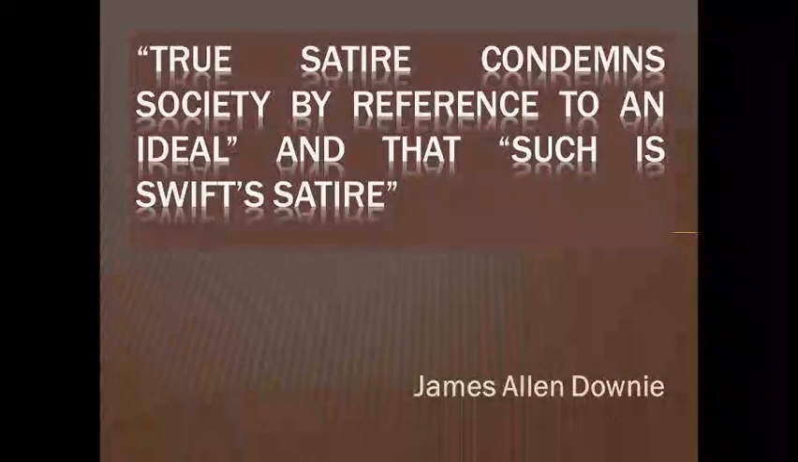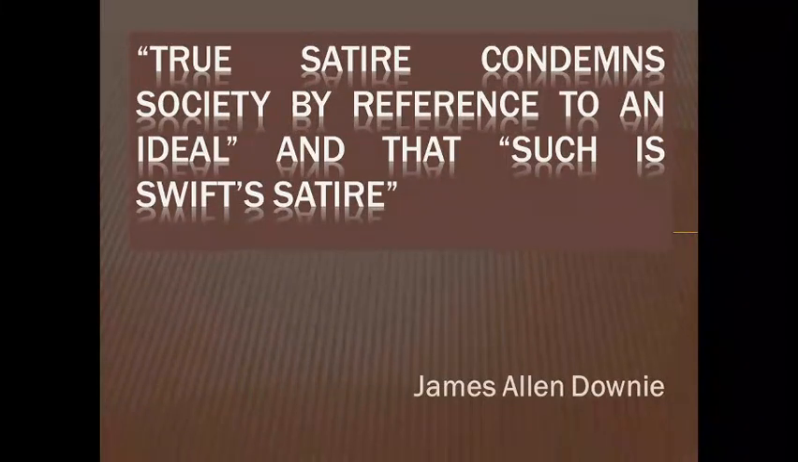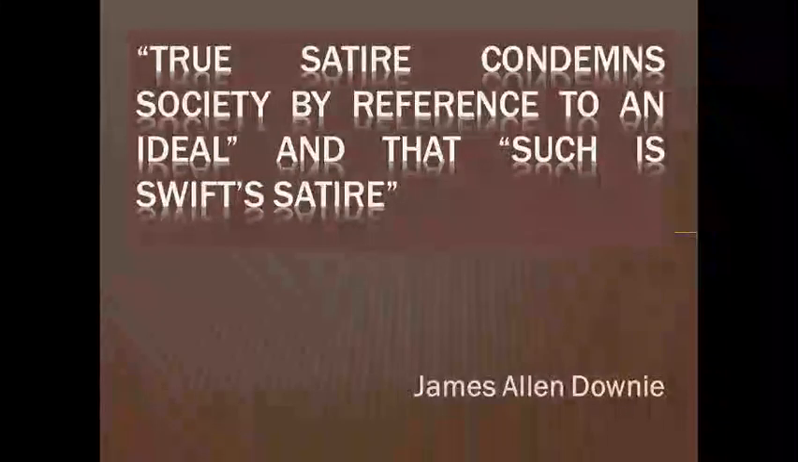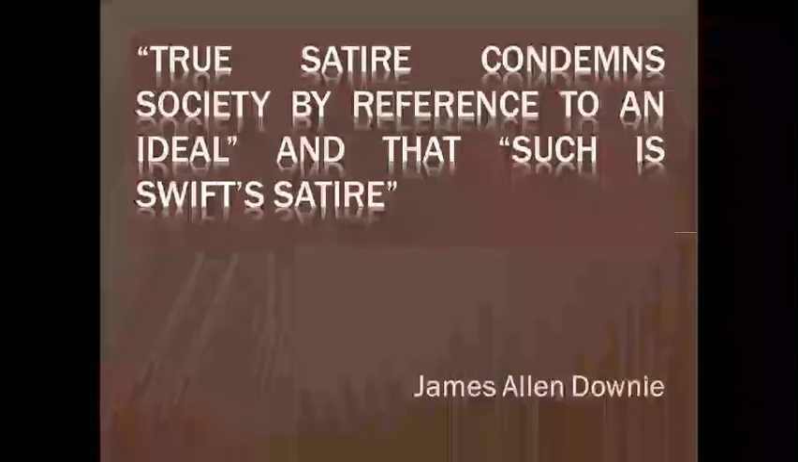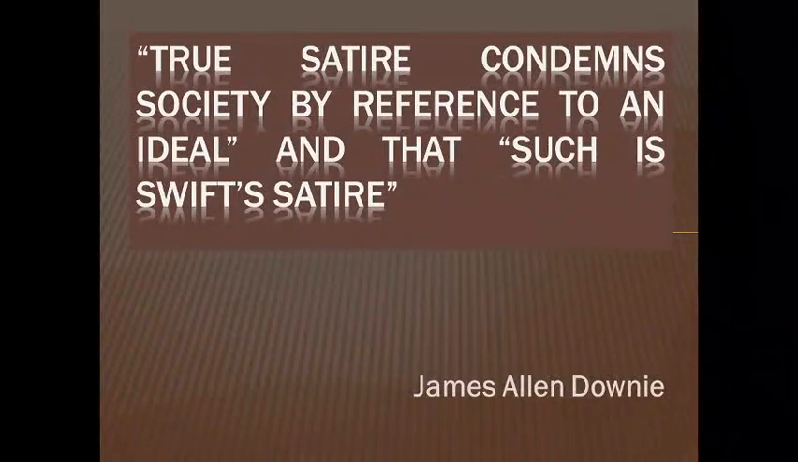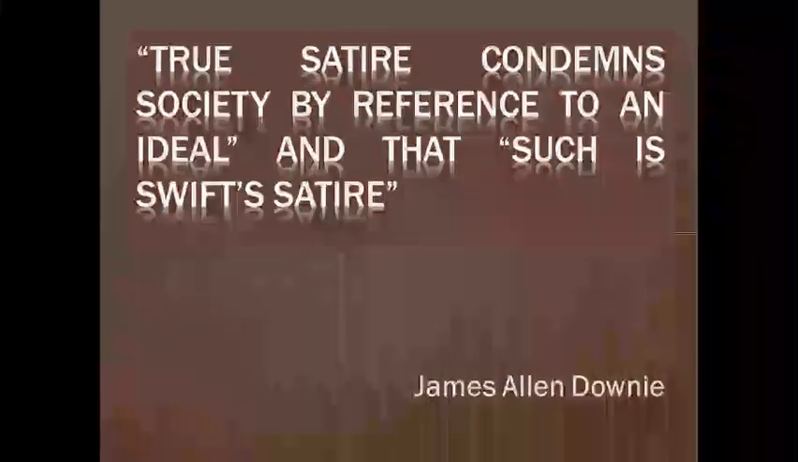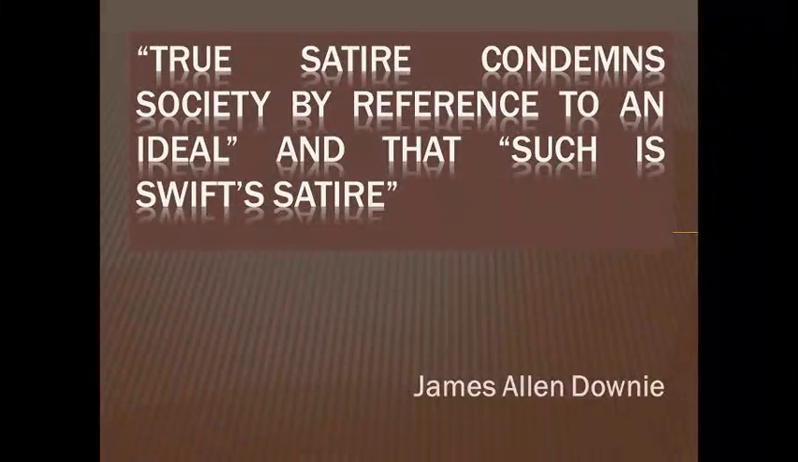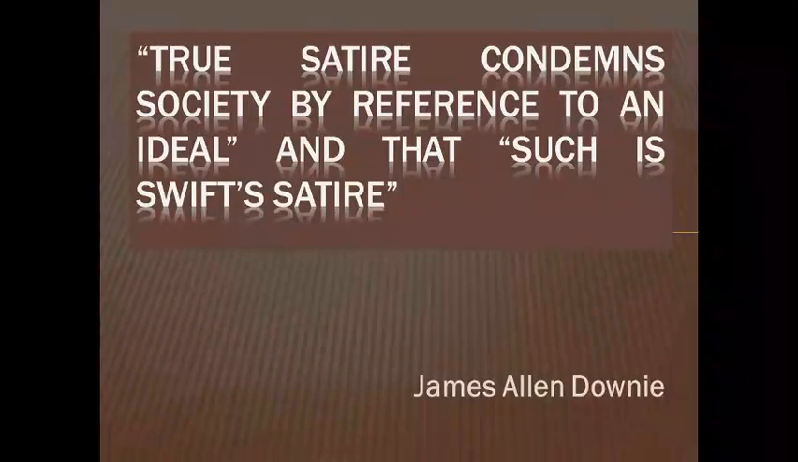Let's get started. I would like to start with a statement by James Allen Downey. He writes that true satire condemns society by reference to an ideal, and that such is Swift's satire. So I would like to explain the meaning of this statement. This statement by Downey not only serves as a good beginning for defining satire, but also hints at an important aspect that should not be forgotten in any analysis of Swift's satirical works.